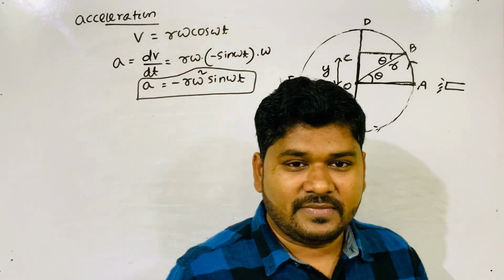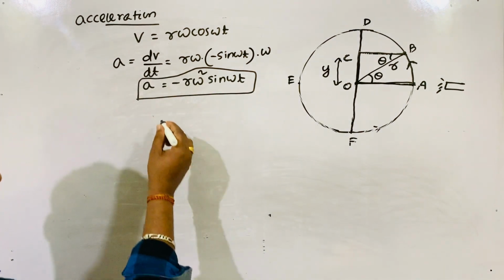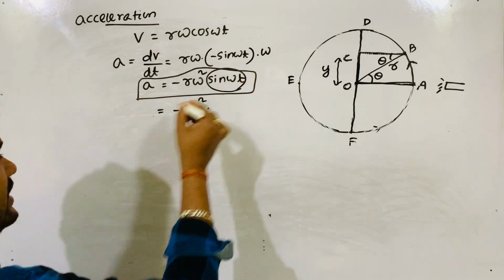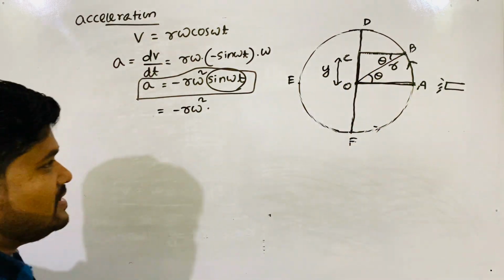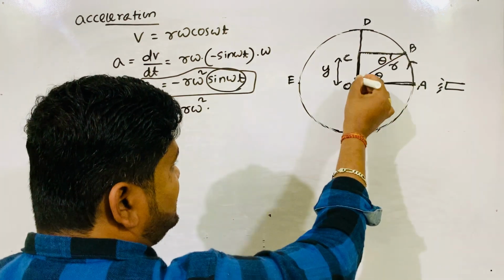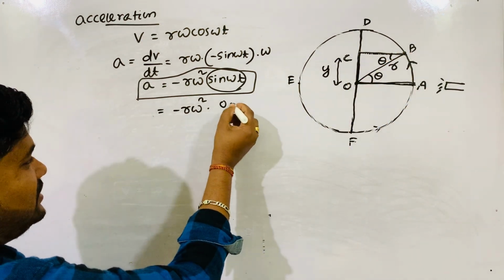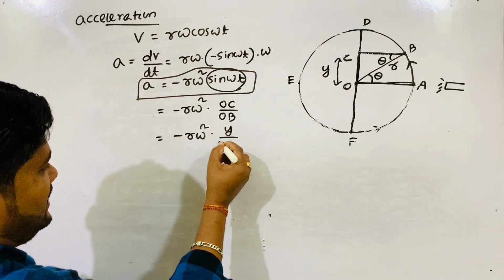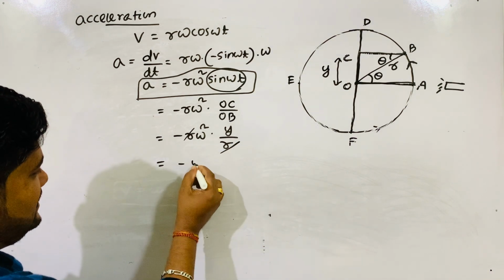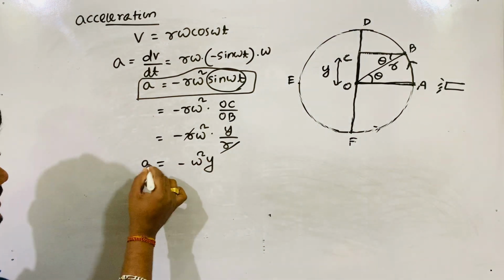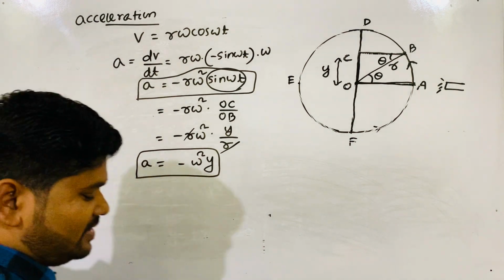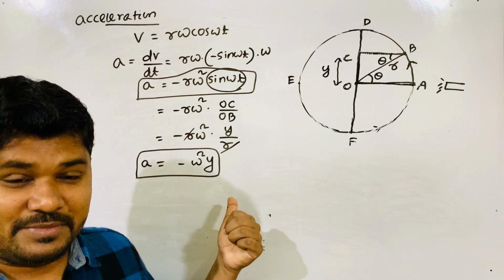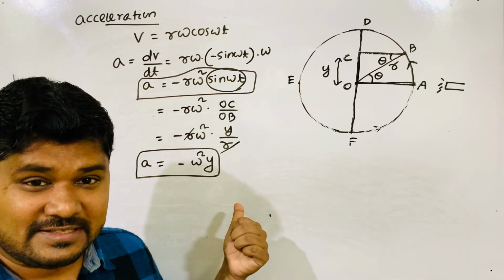equation. But again we'll write it in the form of displacement. See, minus r omega square, in place of sine omega t, what I'll put here from here, sine theta, again OC by OB. So that is y by r, cancel, it is coming minus omega square y. So this is the acceleration, minus omega square y. Your condition of SHM is valid here, because we have started our motion from that condition.